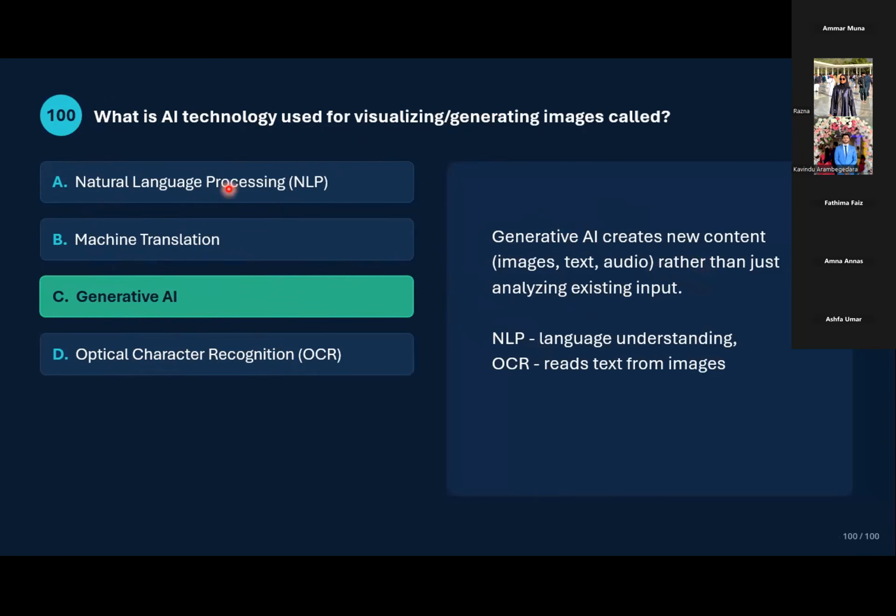And if you see the first one, NLP, it's for language understanding. And D, OCR, reads text from images.